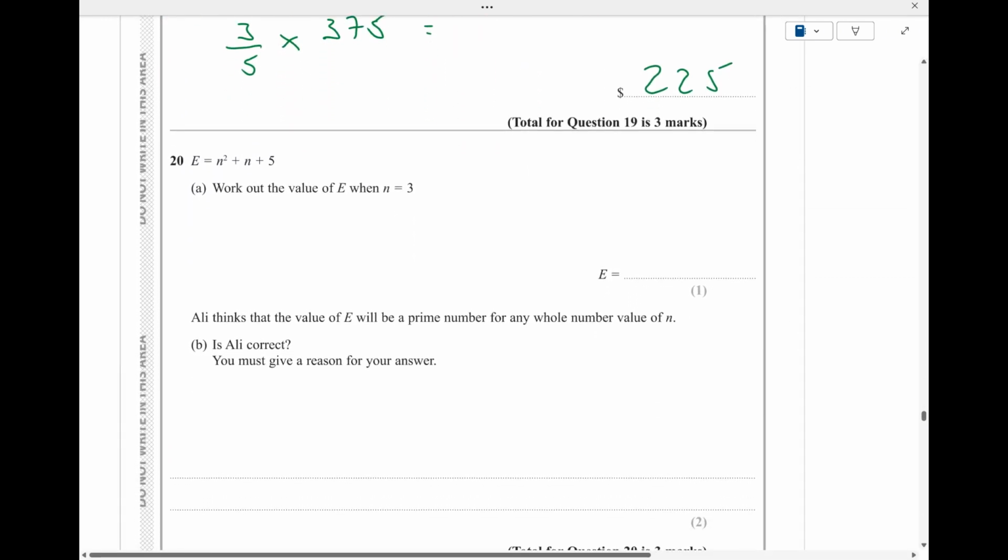Right. Number 20, I'm given a formula for E here. E is n squared plus n plus 5. Work out the value of E when n equals 3. Well, that's going to be 3 squared plus 3 plus 5. I could put that in my calculator. 3 squared plus 3 plus 5 gives me an answer of 17.